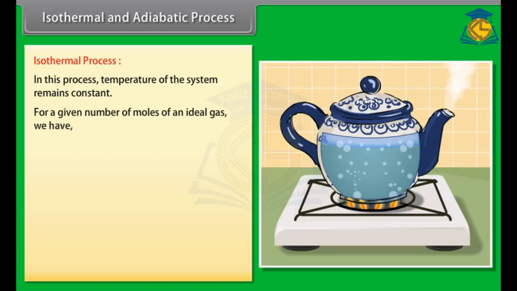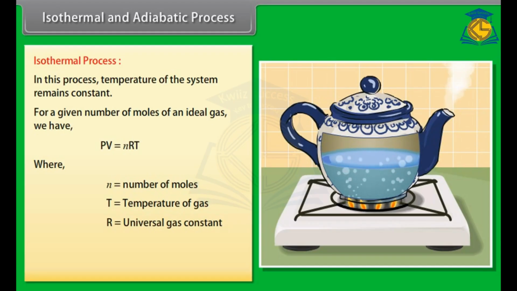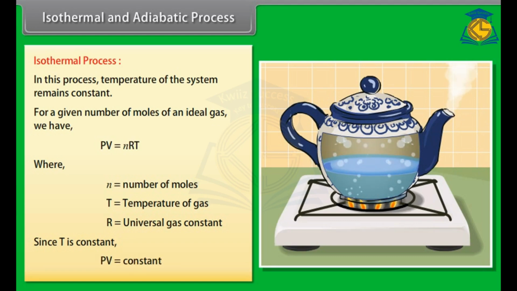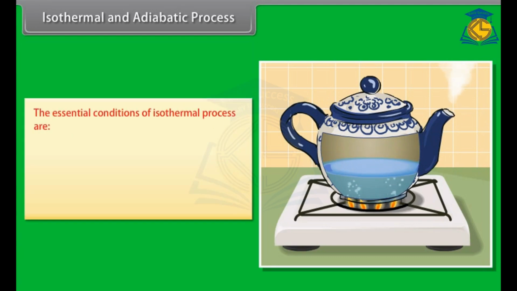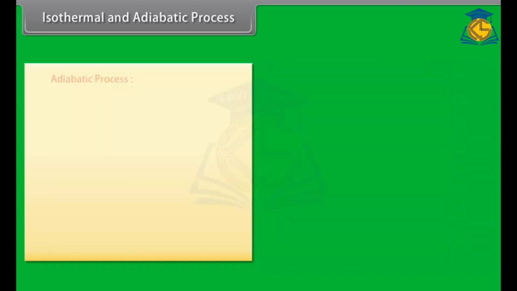For a given number of moles of an ideal gas, we have PV is equal to nRT, where n is the number of moles, T is the temperature of the gas, and R is the universal gas constant. Since T is constant, therefore PV is also constant. The essential conditions of isothermal process are: temperature should remain constant. Changes must take place at a slow rate. Specific heat of the gas is infinite.